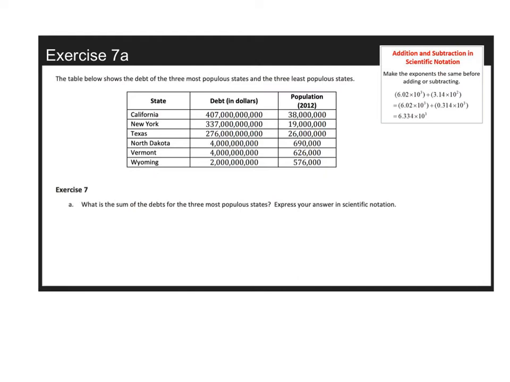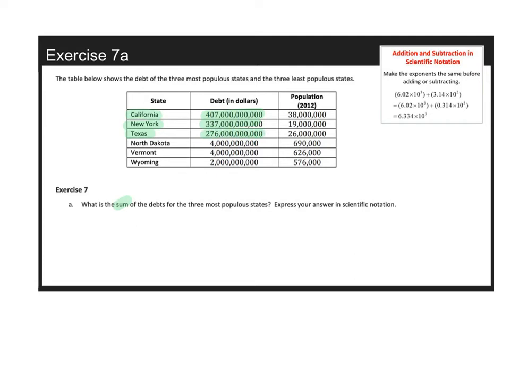All right. It says the table below shows the debt of the 3 most populous states and the 3 least populous states. What is the sum of the debts for the 3 most populous states? So we are going to be adding numbers in scientific notation today. We are going to be adding 3 numbers up here, the 3 most populous states. So that would be California, New York, and Texas. And we're going to be adding these debts up.